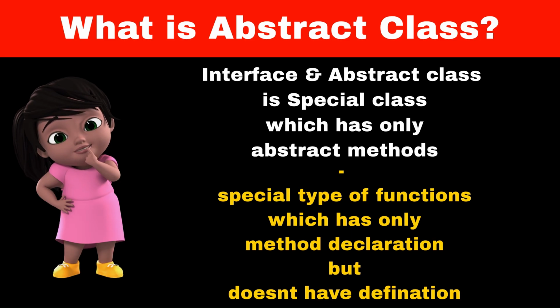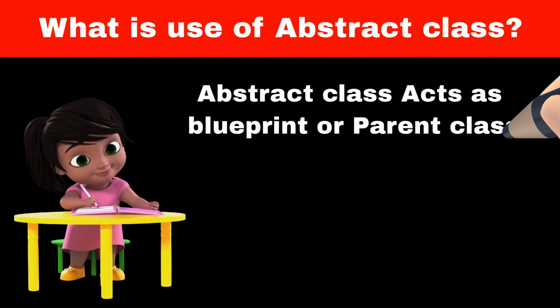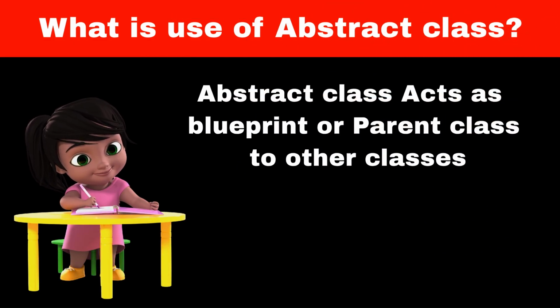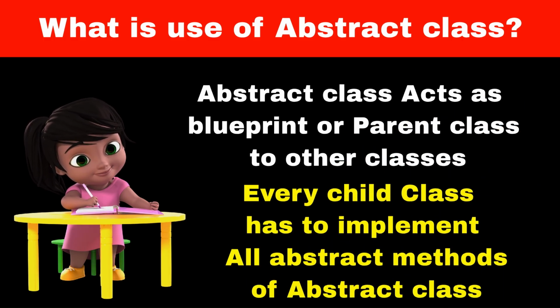But what is the use of such a class which has only method declarations? Abstract class acts like a blueprint or parent class for other classes. All the child classes which inherit from this parent class have to implement the abstract method. Otherwise, Java will throw an error.